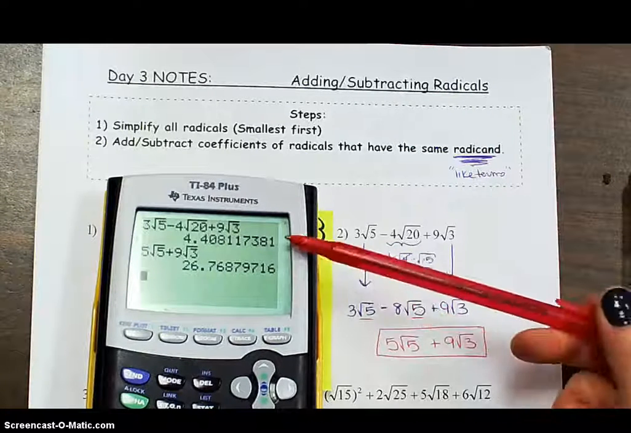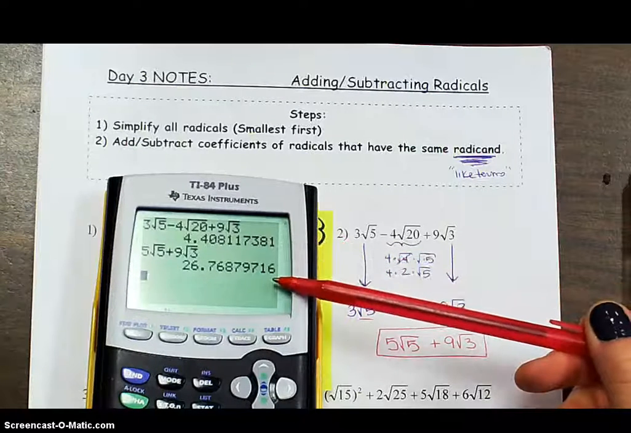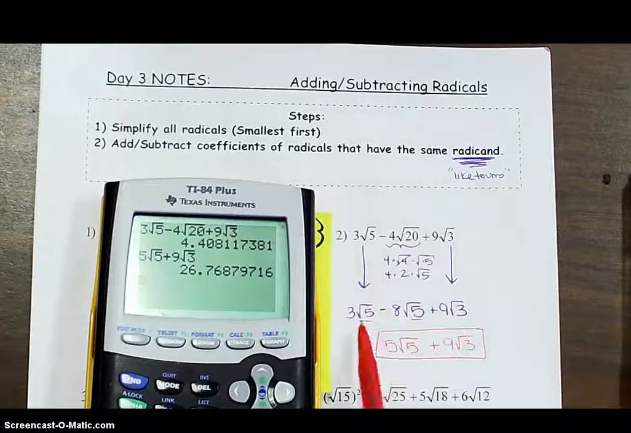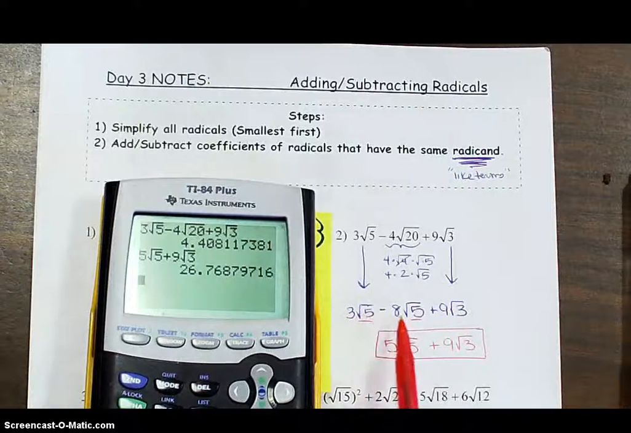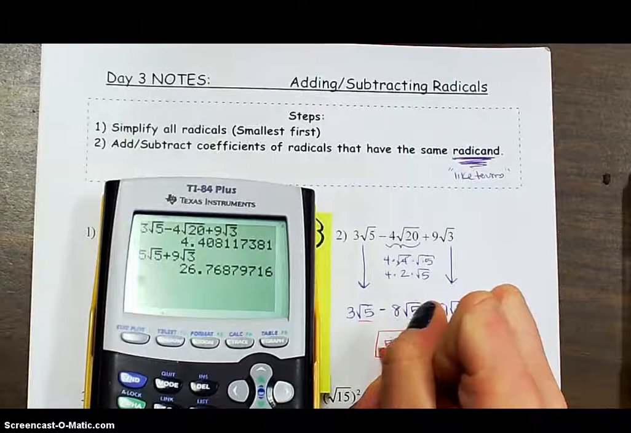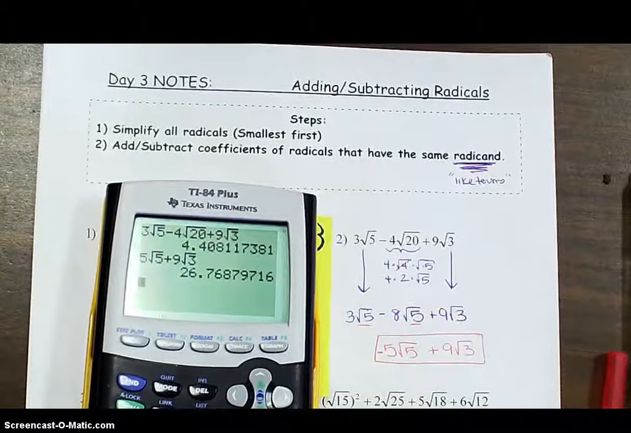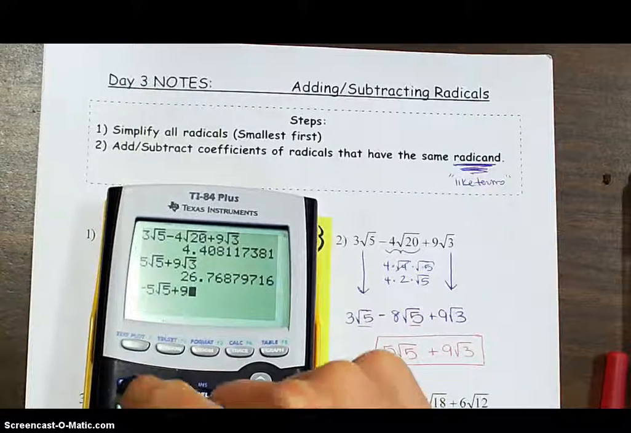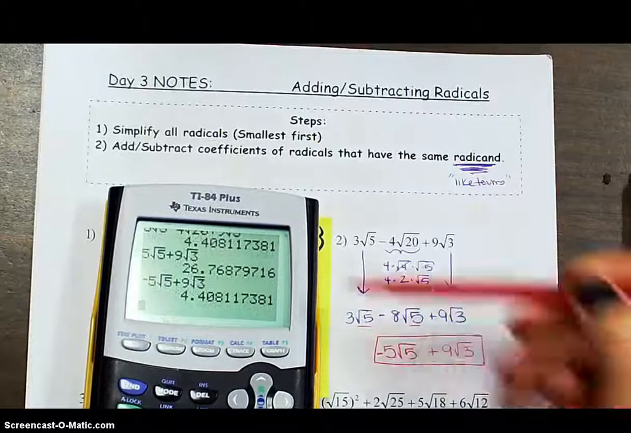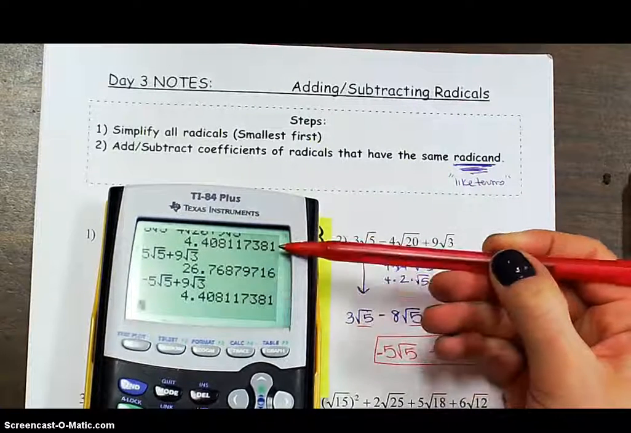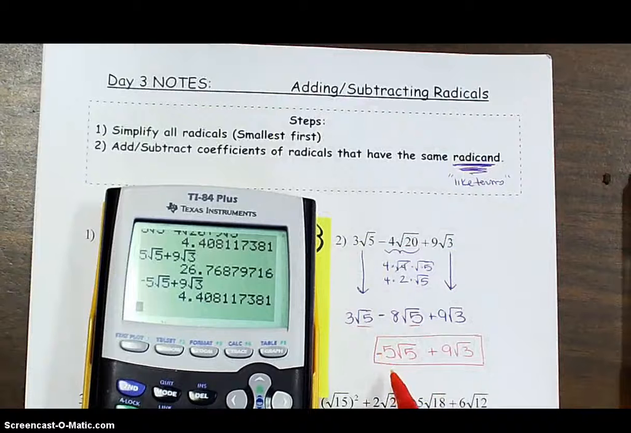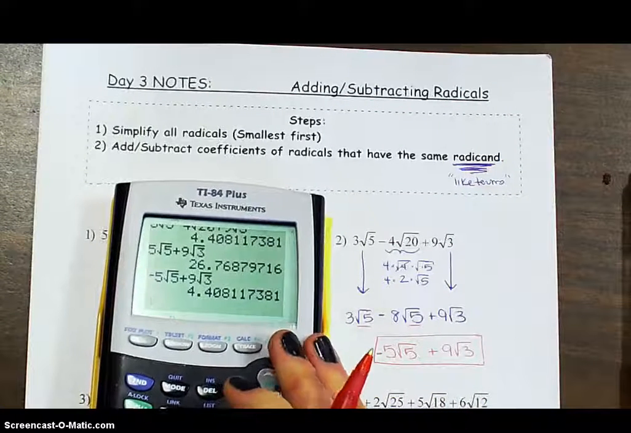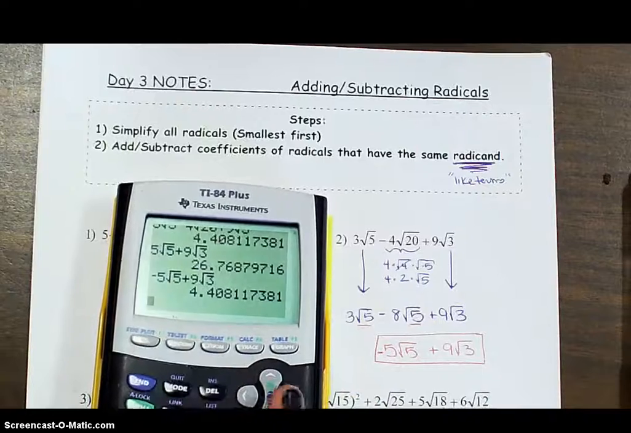Oops, so if I take a look here, I did something wrong. I can see that these should be the same if I did it correctly. So I'm going to go back and take a look. 3 minus 8, well, that's not positive 5. That should be negative 5. Okay, so let's try this again. Negative 5 radical 5 over plus 9 radical 3, enter. Now, did I get the same answer as I did from up above? Yes. So now this is my correct answer, negative 5 radical 5 plus 9 radical 3. So the calculator is very handy because it can check your work for you.